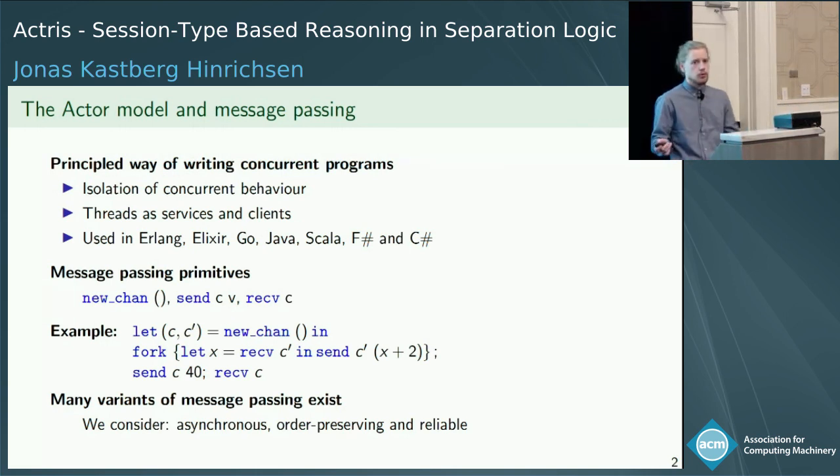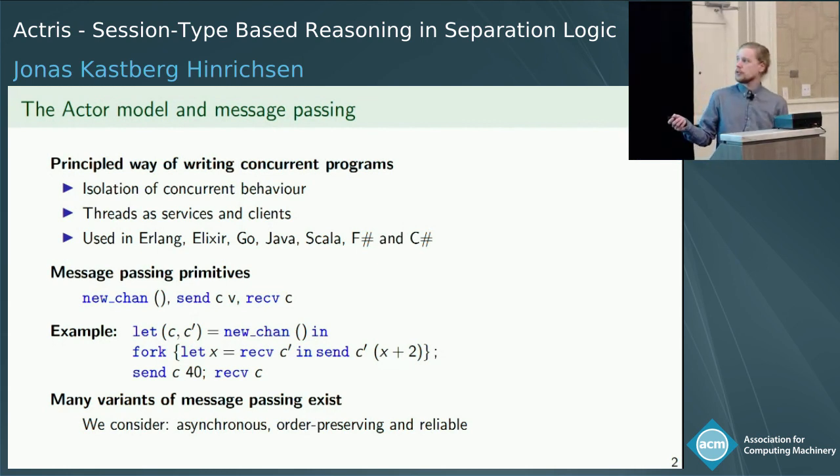As we all know, writing concurrent programs is hard. The actor model gives us a principled way of writing concurrent software in that it isolates concurrent behavior by treating threads as either services or clients with no shared memory between them. And then instead use message passing to interact and send messages. This is a very prominent method that is used in many state-of-the-art languages such as Erlang, Elixir, Go, and more.